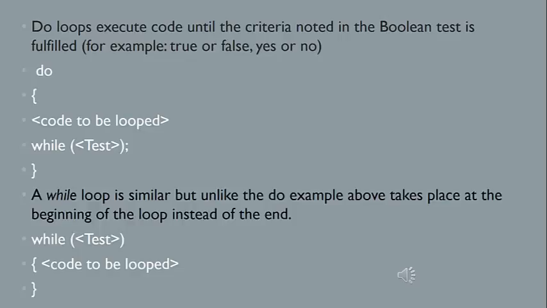A while loop is similar, but unlike the do example above, the test takes place at the beginning of the loop instead of the end. While, test, open curly bracket, code to be looped, close curly bracket.